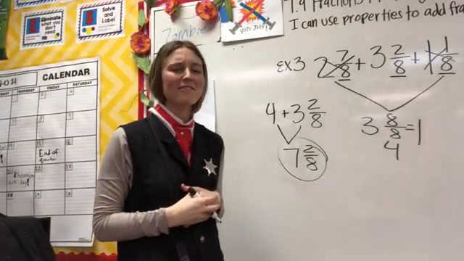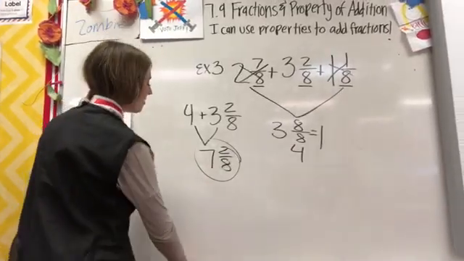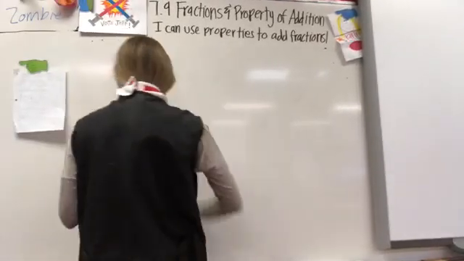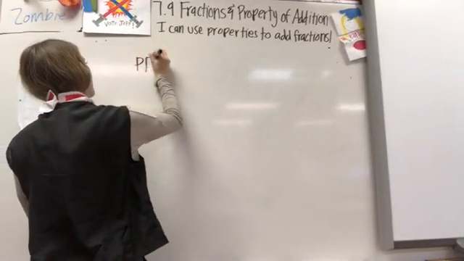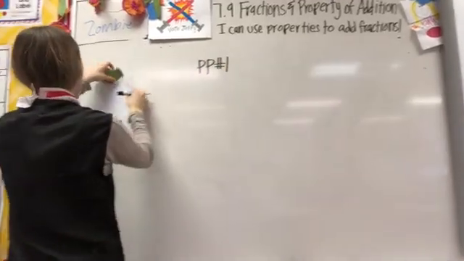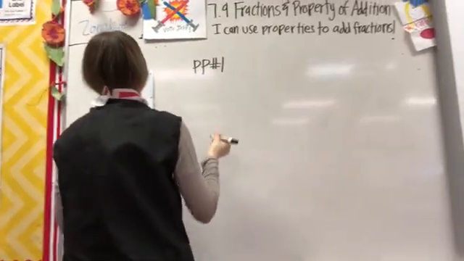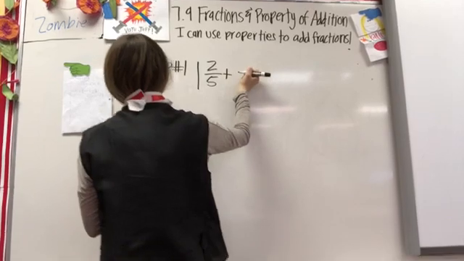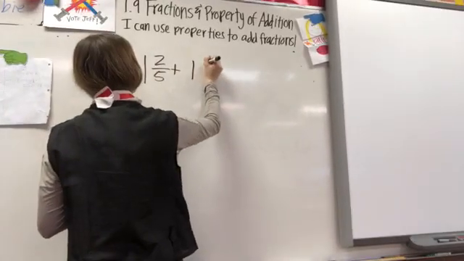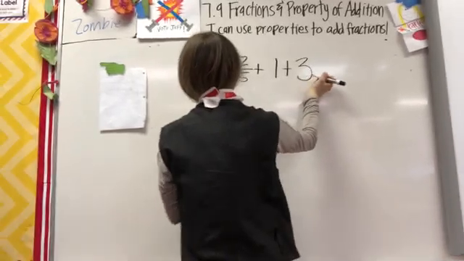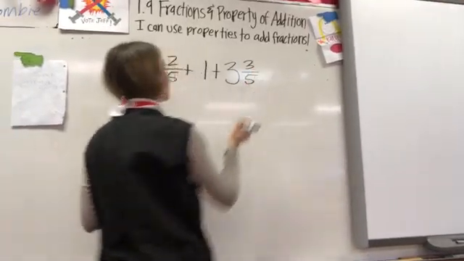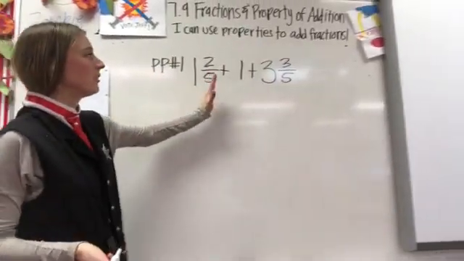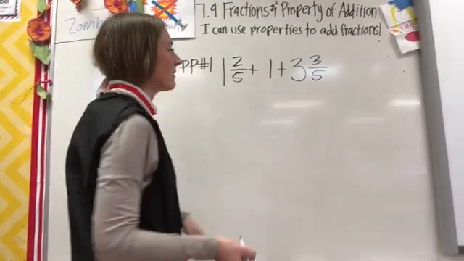All right, I'm feeling that you guys are ready for the pause problem. Remember, you can always pause, go back, do whatever you need to do to understand this problem. All right, pause problem number 1. If we have 1 2/5 plus 1 plus 3 3/5, go ahead and give it a try. See what you get, but I'm going to keep going. So 1 2/5 plus 1 plus 3 3/5. Pause it and give it a try. I'm going to keep going.